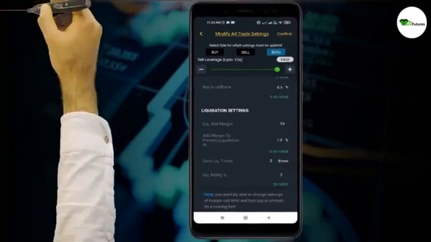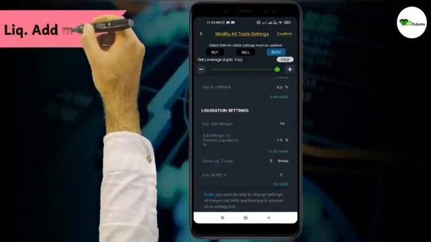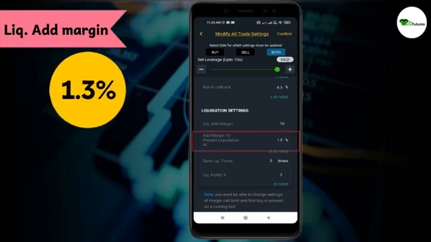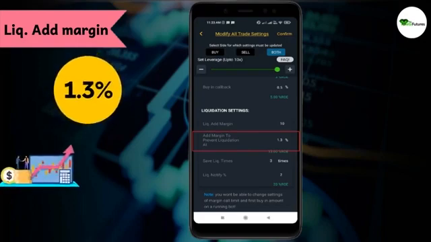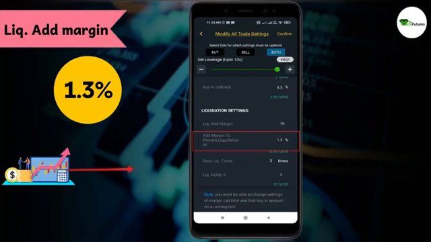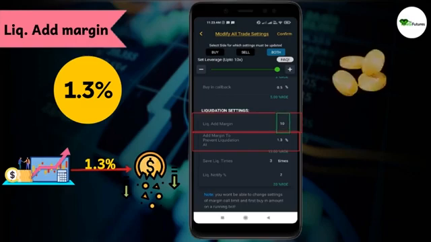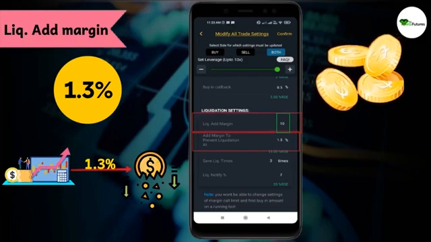Let's talk about liquidation settings. The first is add margin to prevent liquidation. It is the percentage near the liquidation price at which the bot will add the liquidation add margin. As I have entered a 1.3% value in it, when the margin between the current price of your trade and the liquidation price remains 1.3%, it will add the margin amount. How much amount you want to add, you have to set that value in liquidation add margin. As I have set 10 USDT, when the margin between the current price and liquidation price remains 1.3%, it will add 10 USDT from your account balance.